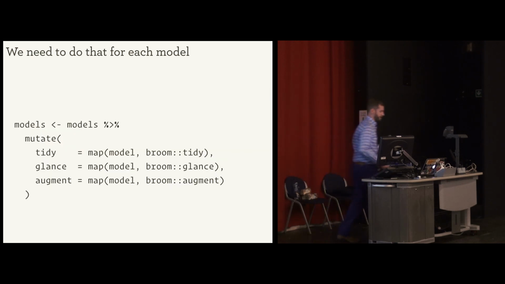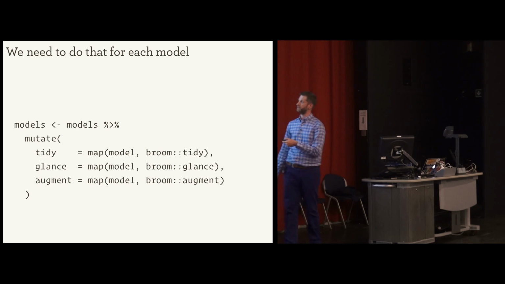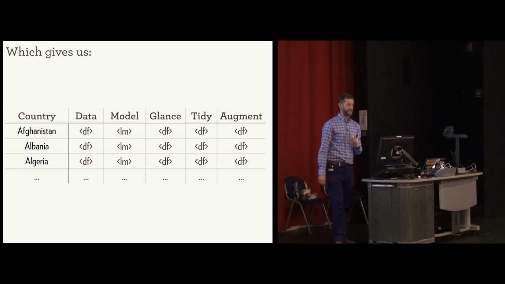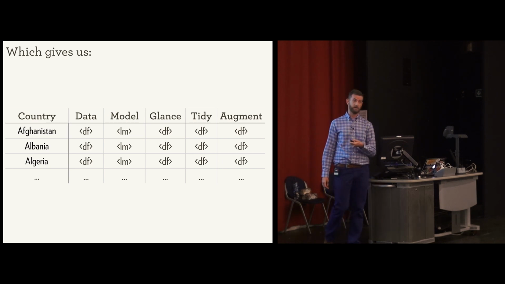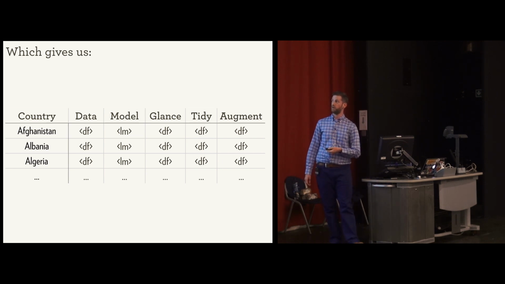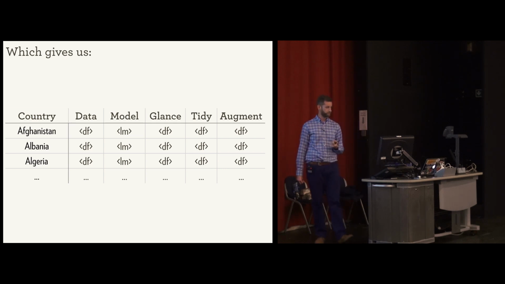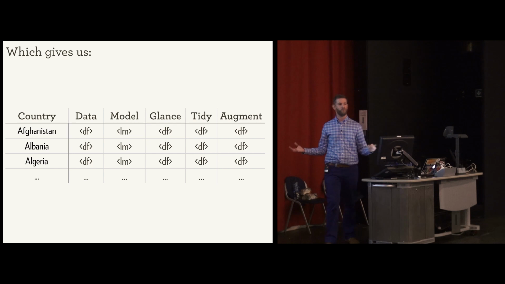So let's do that. Let's compute all those. And again, we're going to use map. So I'm going to take each of these models and I'm going to tidy it. I'm going to take each of these models and I'm going to glance at it. I'm going to take each of these models and I'm going to augment it. And so we're going to end up with a data frame that looks like this. So now I've got a list of data frames. It's my original data, a list of linear models, a list of the model statistics, the parameter statistics, and the observation statistics. And you might wonder, well, what can you do with a list of data frames?